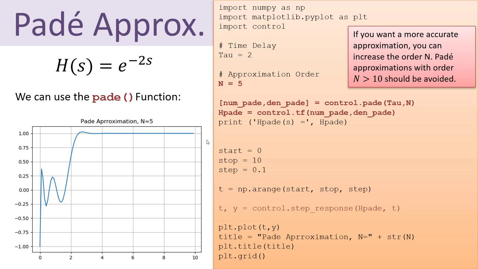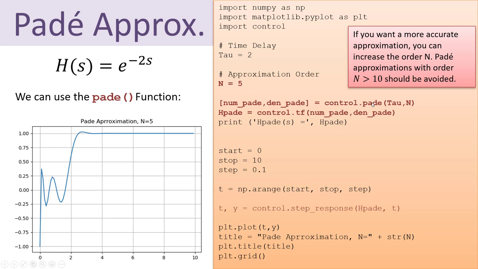So here you see the Python code for a given example of this transfer function. In Python we use this pade function, which is part of this control library. And the input to this function is the time delay, in this case tau, which is set to 2 in this example. And the second input is n, which is the approximation order. In this case I have set n equals 5.